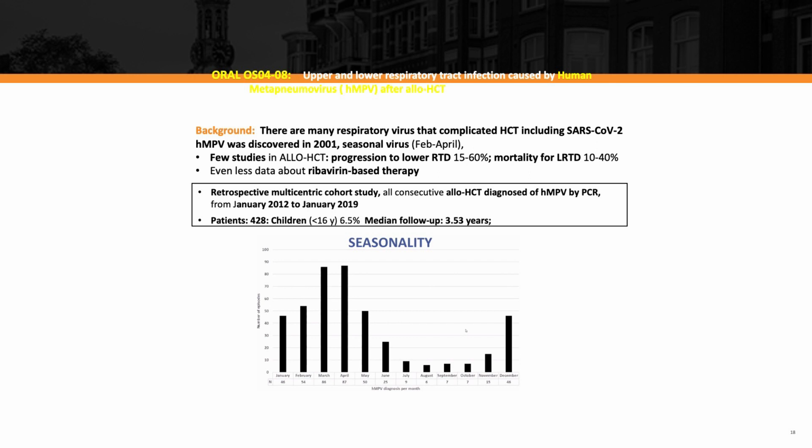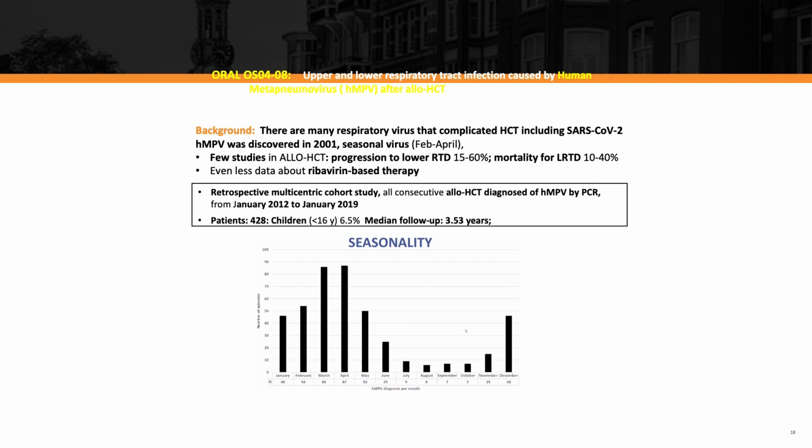The progression to lower respiratory tract disease is quite high, between 15 and 60%, and the mortality for those with lower respiratory tract disease is also high, between 10 and 40%. Even less data exists about ribavirin treatment of these cases. Counting all the published cases in allogeneic transplant patients, there are fewer than 200 patients. So here I present this retrospective EBMT study.